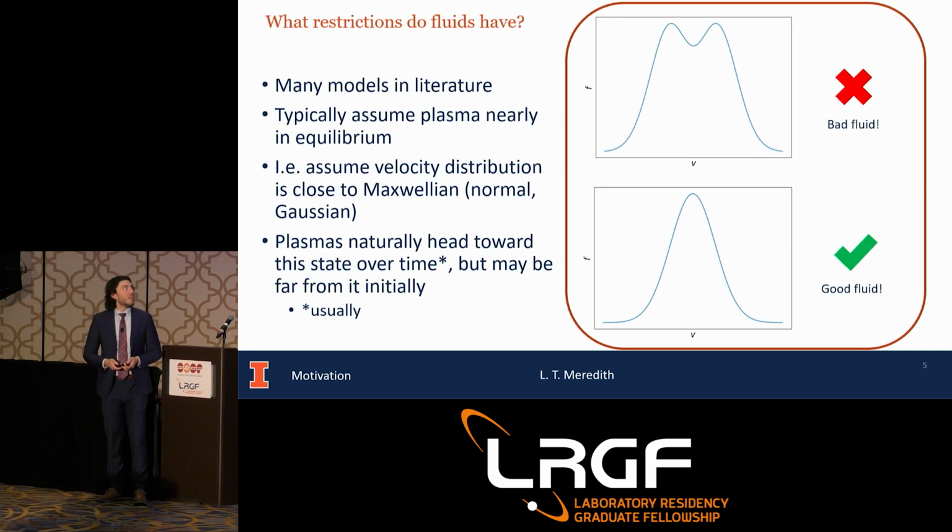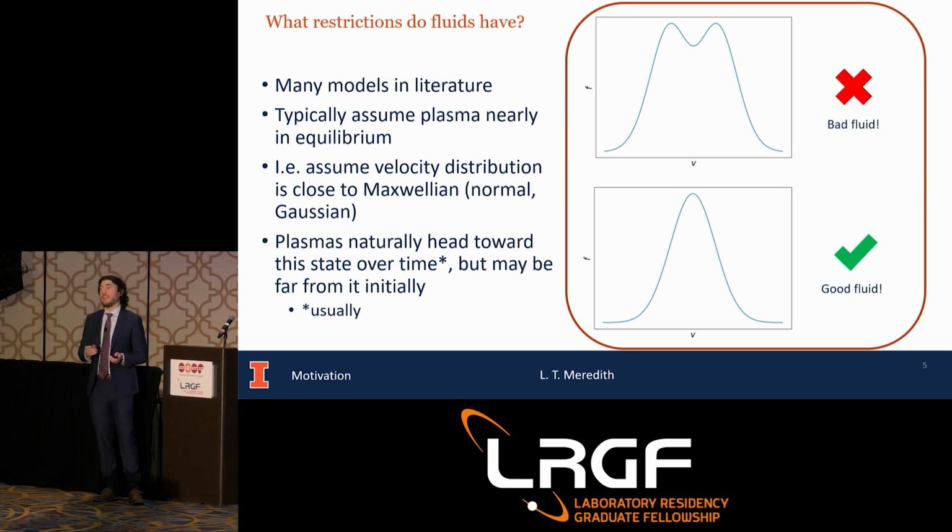So it's worth taking a step back and thinking about what restrictions fluid models actually have. And there's a ton of models in the literature, but very generally, lots of asterisks on this too, they tend to assume that the velocity distribution for the plasma is nearly, if not in, local thermal equilibrium. So it's close to a Maxwellian. And plasmas will naturally head toward this state over time, usually due to collisions. So, but maybe far from it initially.